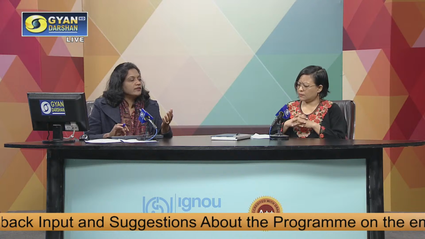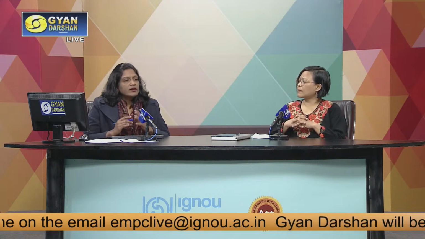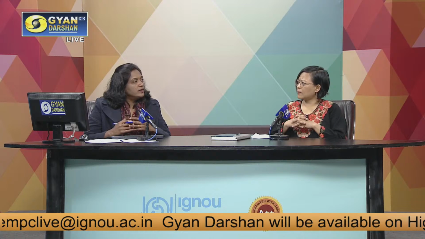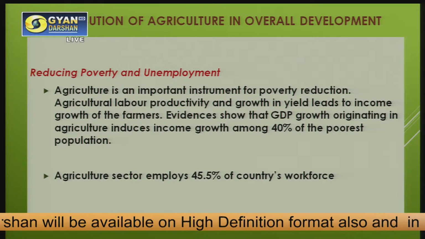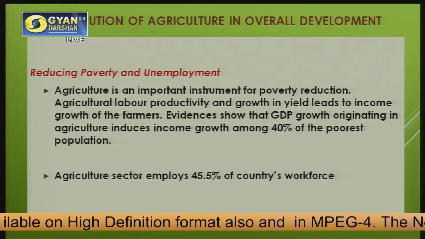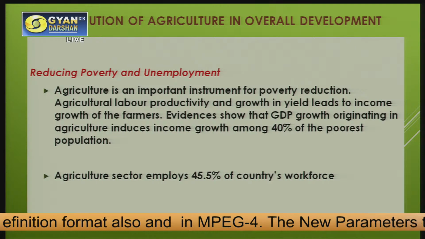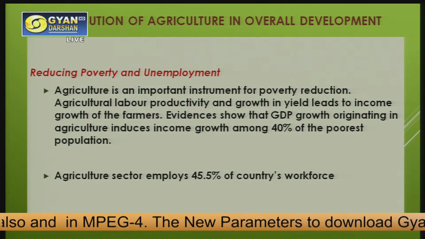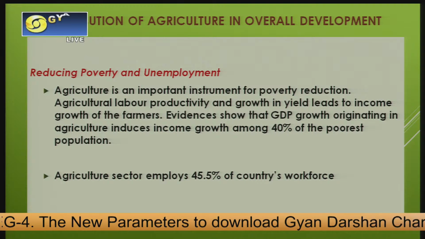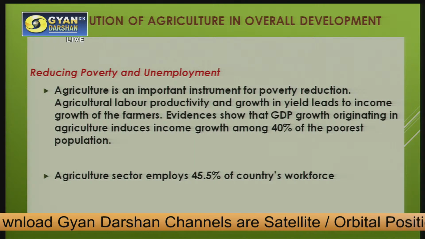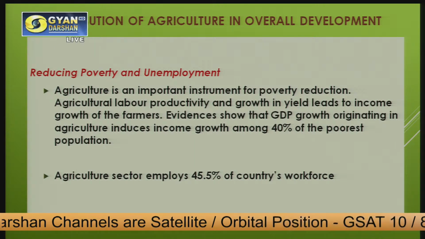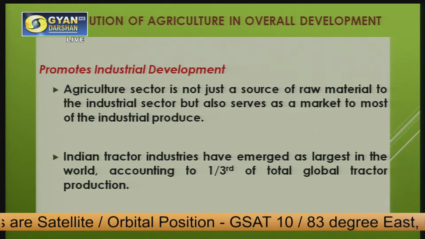So another important factor is that agriculture provides several ecosystem services to the people. Then agriculture also helps in reducing poverty. As we have already discussed, close to 45% of the population is dependent on agriculture for their livelihood. So it is an important source of livelihood for such a major chunk of the population. And it also contributes to the GDP of the nation.